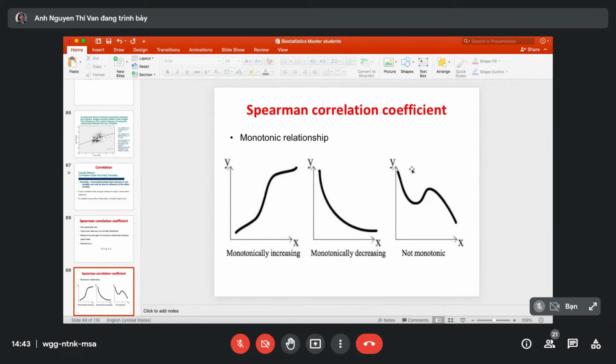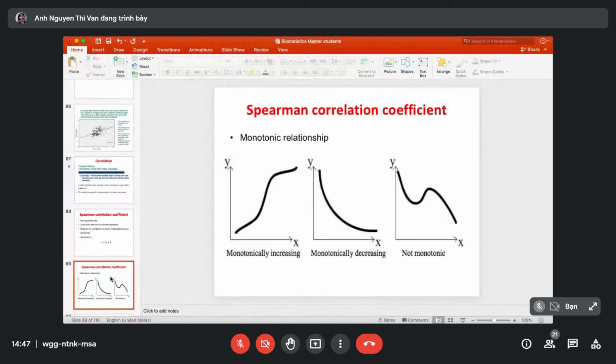Okay, so Spearman. Sorry. Yes, I'm talking about the relationship between the Pearson and Spearman correlation. So remember, in the Pearson correlation test, you can conclude about the linear correlation. And in Spearman you cannot say linear relationship. You can just say about the trend, decreasing trend or increasing trend, and that is a monotonic relationship.